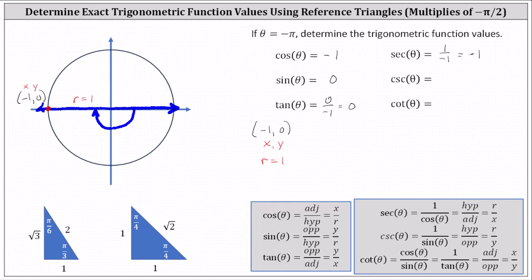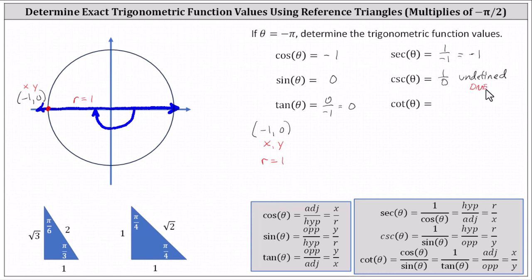Cosecant theta equals a reciprocal of sine theta, which equals r divided by y, or in our case 1 divided by y. Notice 1 divided by y is 1 divided by 0. Division by 0 is undefined. Cosecant negative pi is undefined, which means in our homework system we enter DNE.